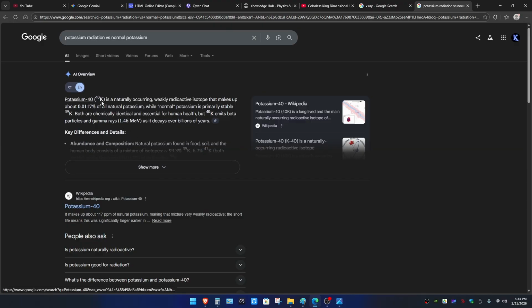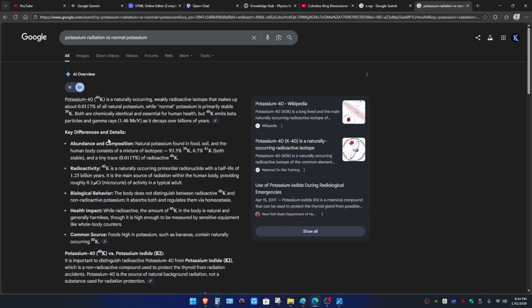Potassium-40 is a naturally occurring, weakly radioactive isotope that makes up about 0.0117% of all natural potassium. Okay, it is primarily stable, both are chemically identical, but K-40 emits beta particles. So what does this mean? When we talk about potassium, it never actually seems to be stable to begin with.